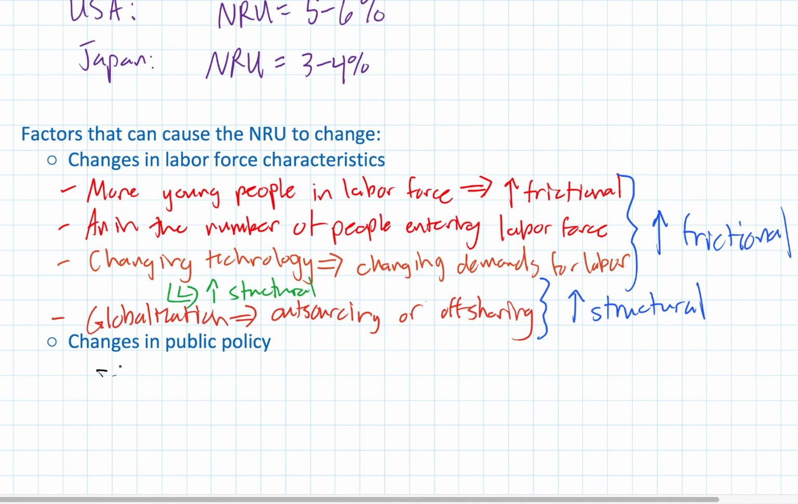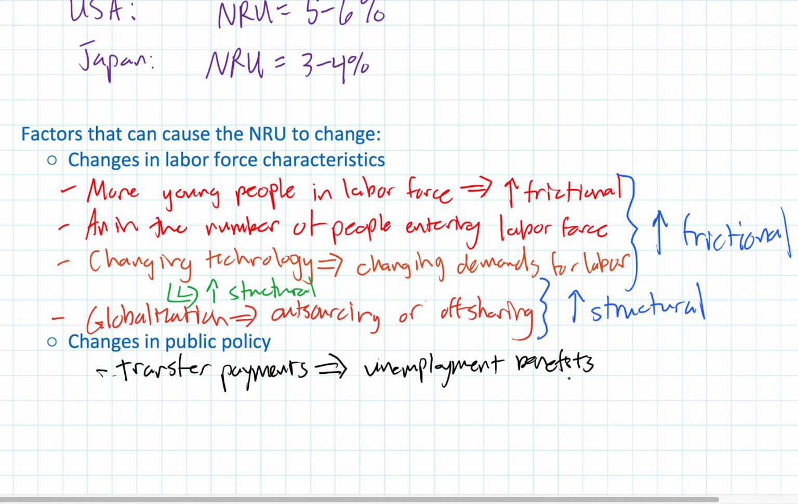And one of those is the extension of transfer payments. For example, if unemployment benefits are very generous, then workers who become unemployed would likely remain frictionally unemployed for longer if there are generous unemployment benefits being provided to them. In other words, they're not going to be willing to accept lower wages very quickly. Therefore, the level of frictional unemployment could be much higher over a longer period of time.